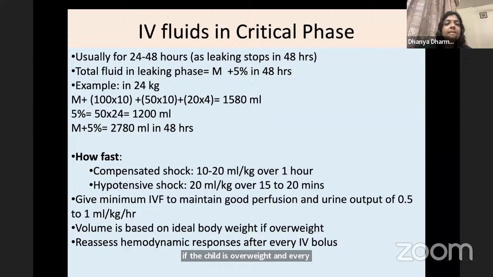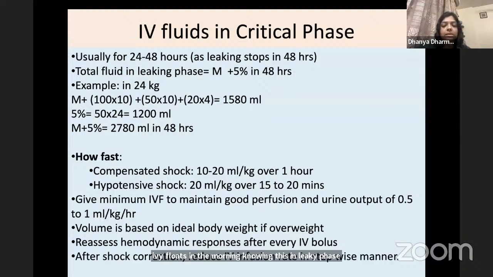Dengue is one illness where you can't just start IV fluids and see after 12 hours in the evening, having started in the morning. In the leaky phase especially, you need constant monitoring of the hemodynamic responses. After shock correction, you reduce the IV infusion rate in such a way that you can give the total fluids in 48 hours. So you reduce the rate as the child passes urine and as per the hemodynamic condition.